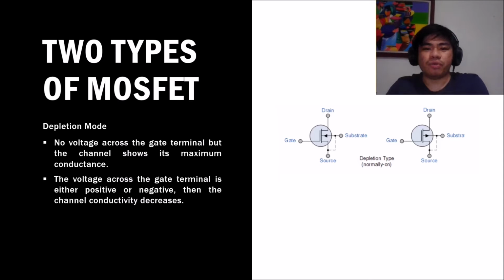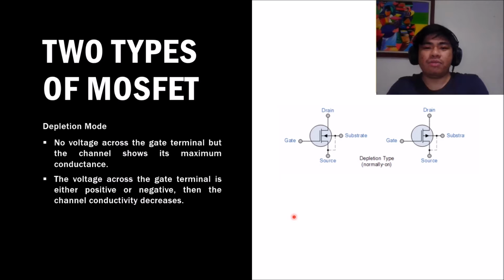One is the depletion mode. In depletion mode, with no voltage across the gate terminal, the channel shows its maximum conductance. And when the voltage across the gate terminal is either positive or negative, the channel conductivity decreases. In other words, it is like a normally closed switch. This means you apply voltage to the gate, relative to the source, to turn off the MOSFET and stop the current from passing.